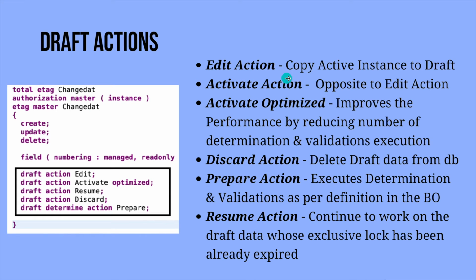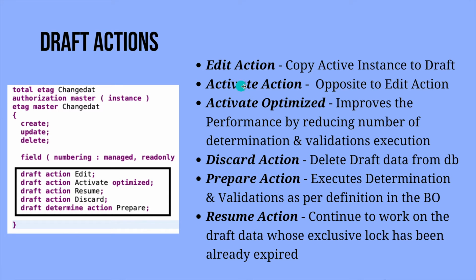First, the edit action, which simply copies the active instance to the draft instance. So when the user clicks on the edit button, the scenario is that it will fetch the record from the active database table to the draft database. So first it simply stores it in the draft. After that, whatever we edit, those modifications will happen to the draft record.